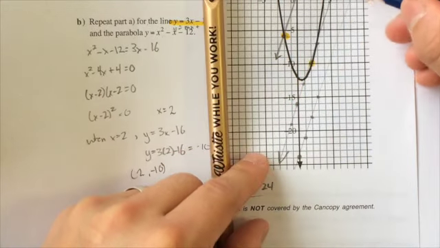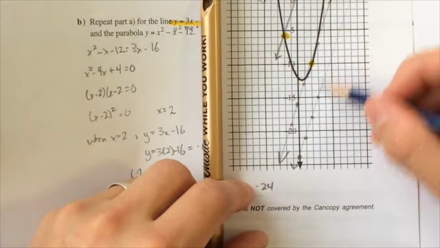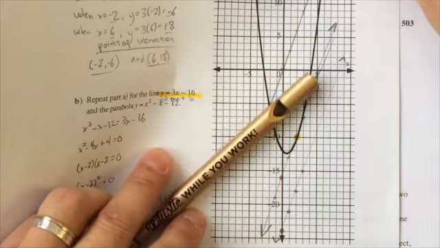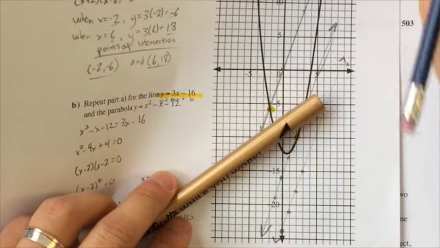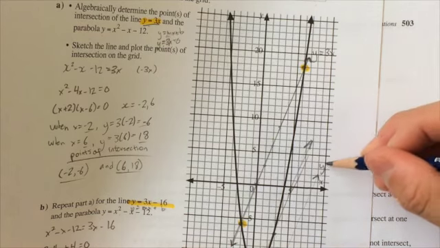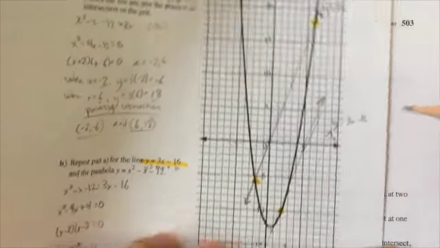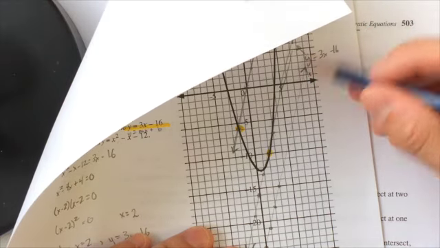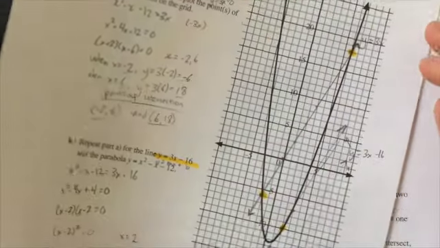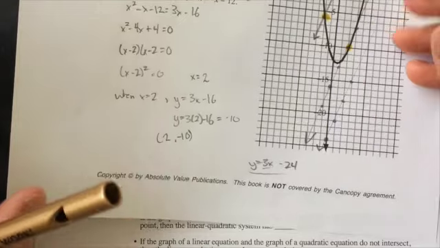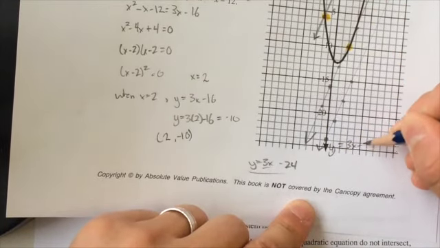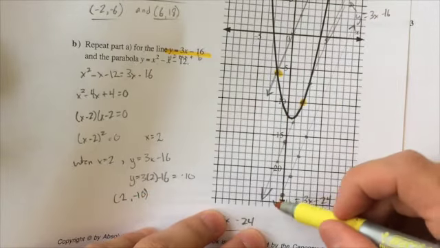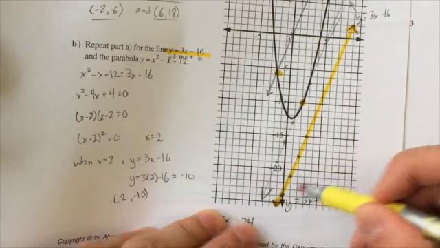So the reason there's no solutions is because these two graphs don't actually overlap, right? If I look at my first equation, that was when y was equal to 3x. This was when y was equal to 3x minus 16. And this last line was when y is equal to 3x minus 24, which we were told had no solution. And again, the reason there's no solution is because these lines don't actually intersect each other.